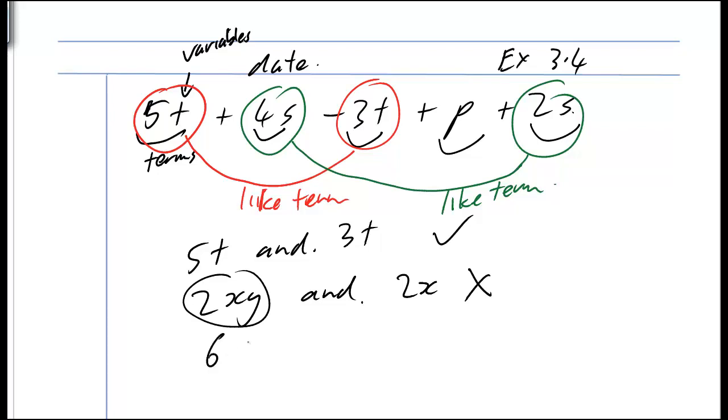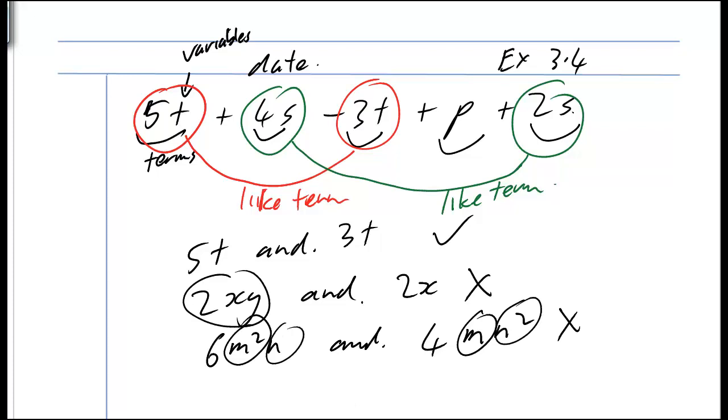So if you had another couple of terms like 6m squared n and another term like 4m n squared, these are not like terms because the letters have to be exactly the same. This one here's got m squared in it, and this one's only got m in it. This one's got n squared in it, and that's only got n in it. So the letters actually have to be exactly the same, including the little powers on top.